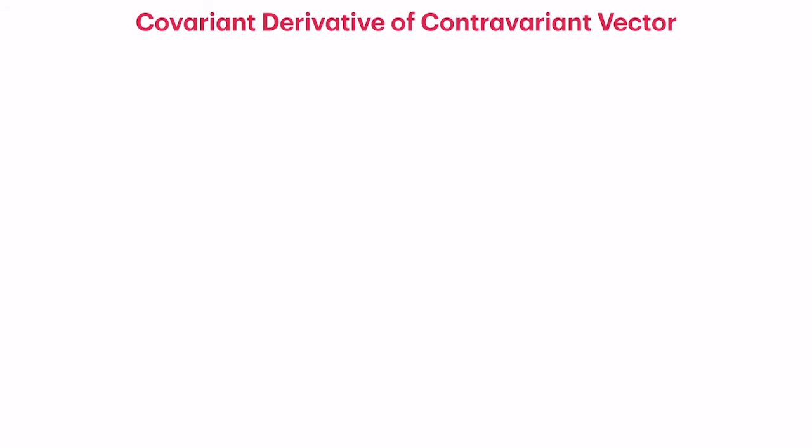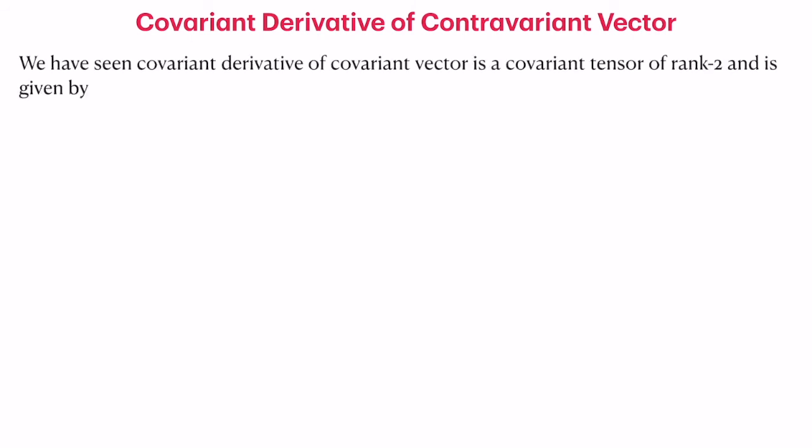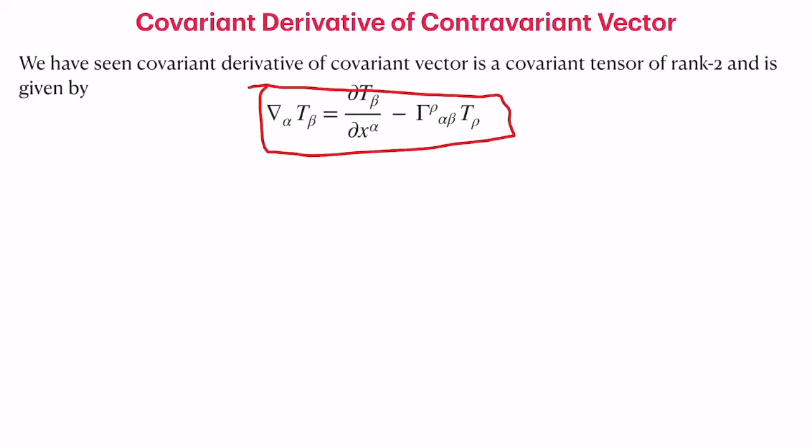Let us go ahead and look at what happens to the covariant derivative of a contravariant vector. We have earlier seen that the covariant derivative of a covariant vector is a second rank covariant tensor. So with this analogy, it should be clear that the covariant derivative of a contravariant vector should be a mixed tensor with one covariant and one contravariant index. So how do we get that? We can use the same algebra which we have done. We know the definition of the covariant derivative of a covariant tensor. We know how the gammas transform, and we can use the same thing and then get the expression for the covariant derivative of a contravariant vector.